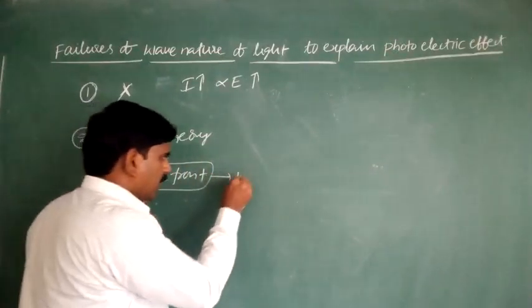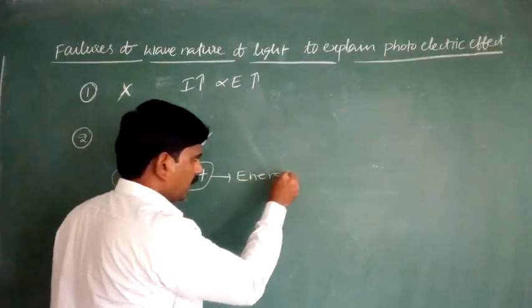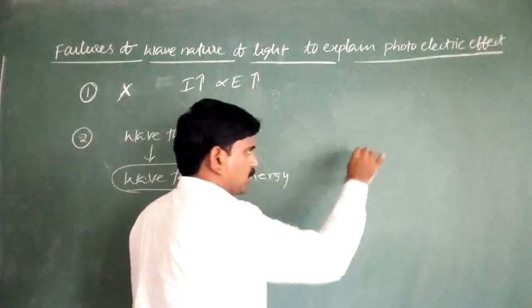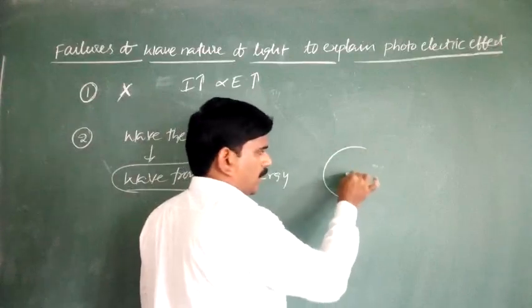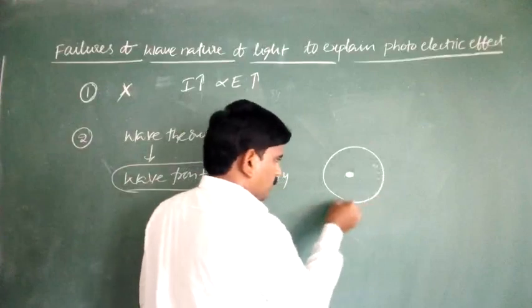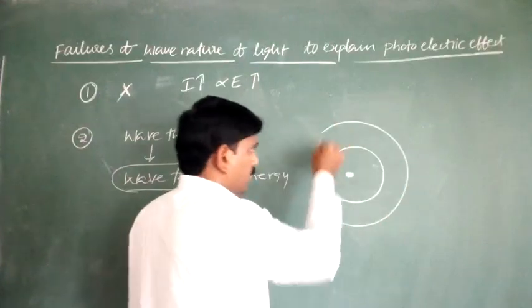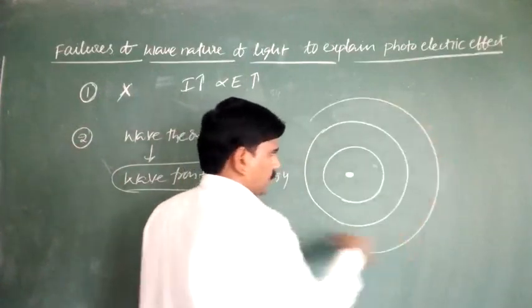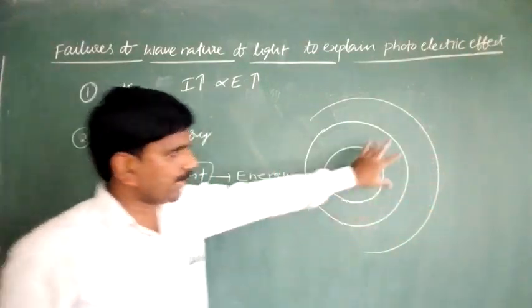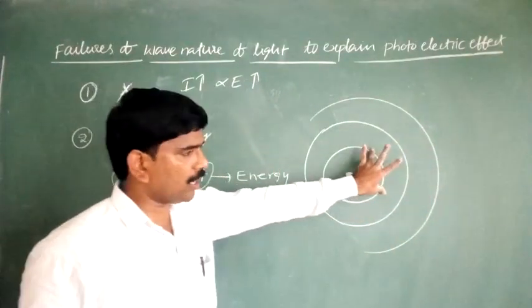The wavefront carries the energy. So here are different wavefronts from a single source. This is the spherical source. Here this is the first wavefront, this is the second wavefront, the third wavefront. If this one carries some energy, the second one also carries some energy, and the third one also carries some energy.